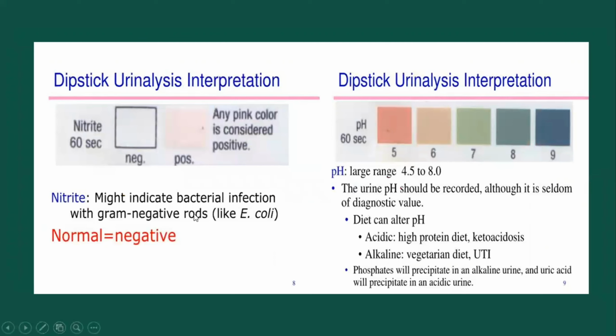Nitrite might indicate bacterial infection with gram-negative rods like E. coli. Normally it is negative.